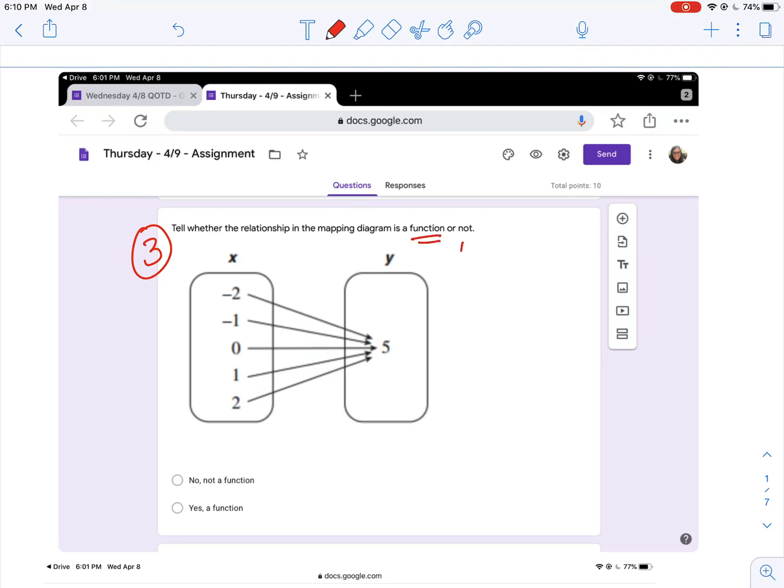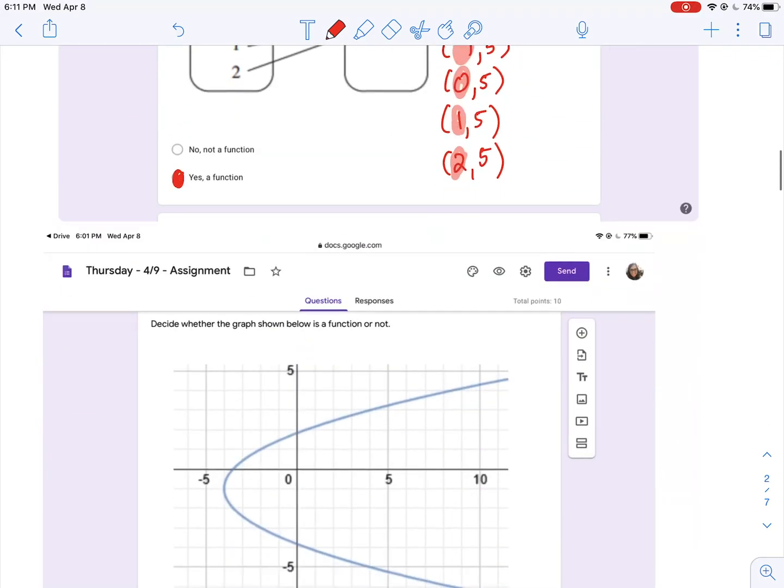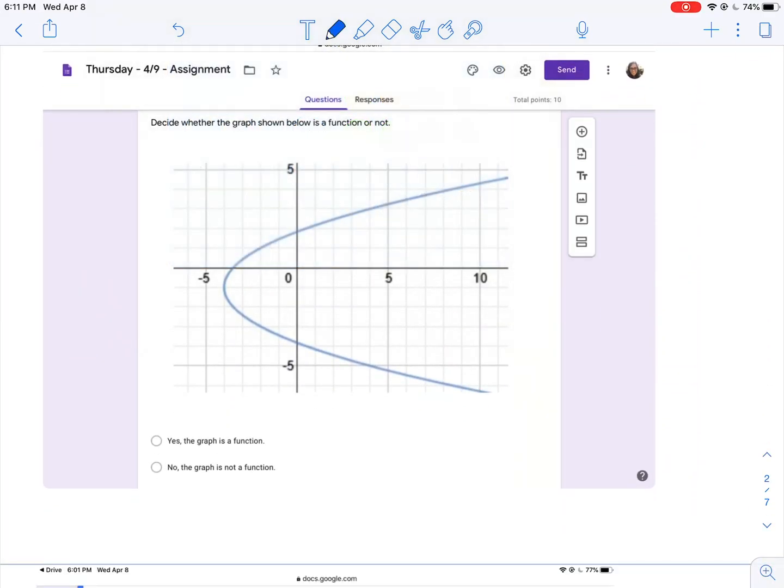So remember, for it to be a function, all the x values have to be different. Well, if I list these ordered pairs, remember it goes x comma y. The first ordered pair is -2 comma 5. Second ordered pair is -1 comma 5. Third ordered pair is 0 comma 5, 1 comma 5, and 2 comma 5. So my question is, is this a function? Well, are all of the x values different from each other? Yes, which makes it a function. All right, let me change my color here.